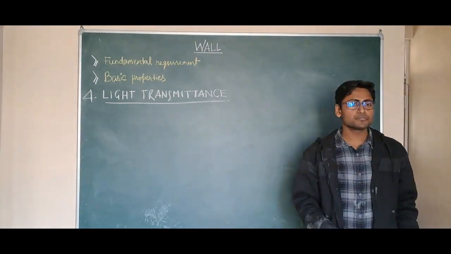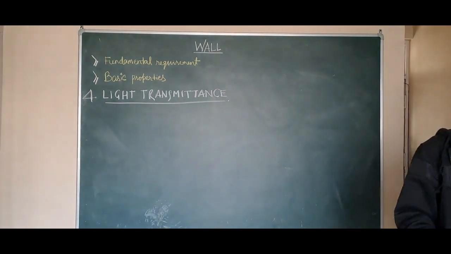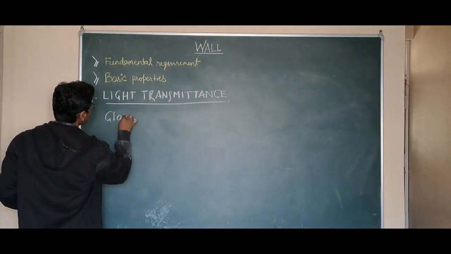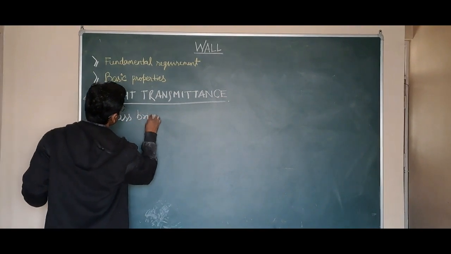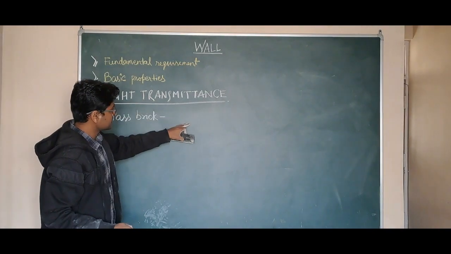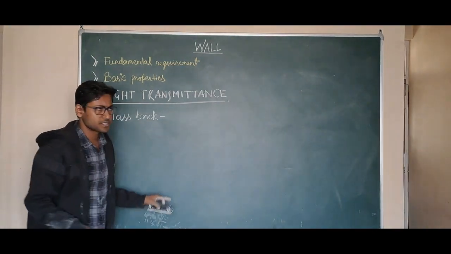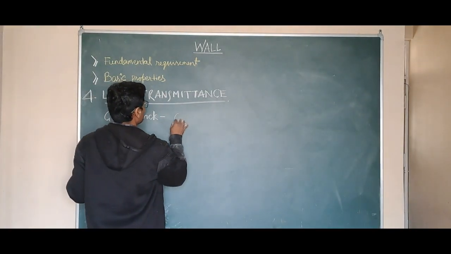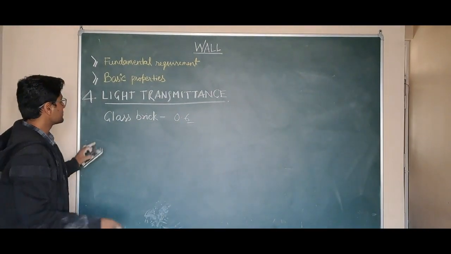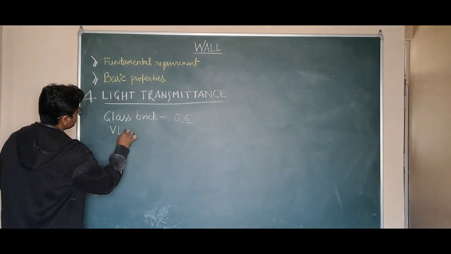Even in concrete, we have translucent concrete also. So for glass brick, there will be some light transmittance value. I am not able to recall it, you can check it, but it is around 0.6 or something. You will get the visible light transmission, actually.